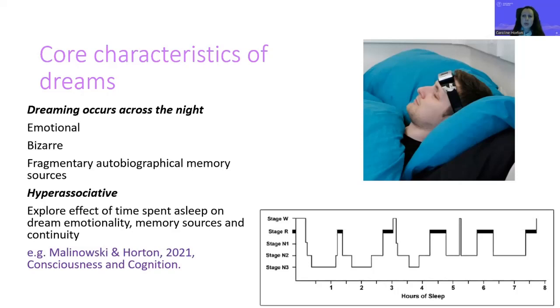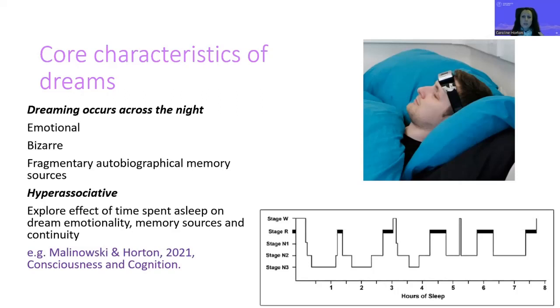Nevertheless, when we can control for that statistically, dreams are still a little bit more emotional, a little bit more negative as well, a little bit more bizarre and weird than our everyday lives. I've already mentioned this fragmentary element of memory sources in dreams, and I'm going to talk about that in a bit more detail. And it's led us to propose this idea that dreaming cognition is what we call hyper-associative. That means that instead of having one memory activated whilst we are asleep at any one time, we're activating a number of different memories, and we're mixing them up and we're putting them together to create something new.